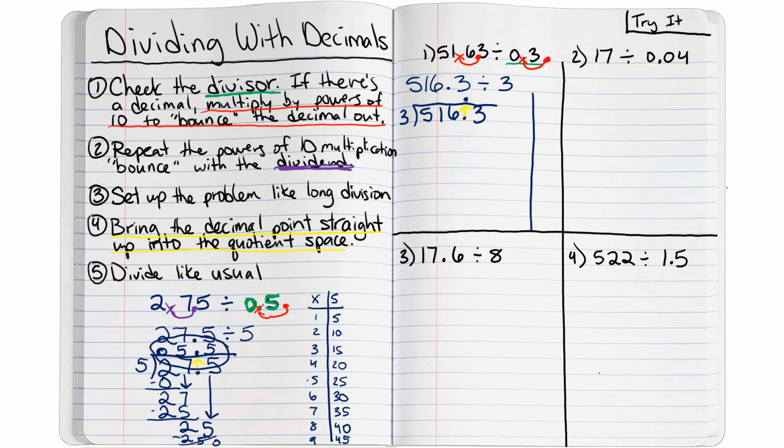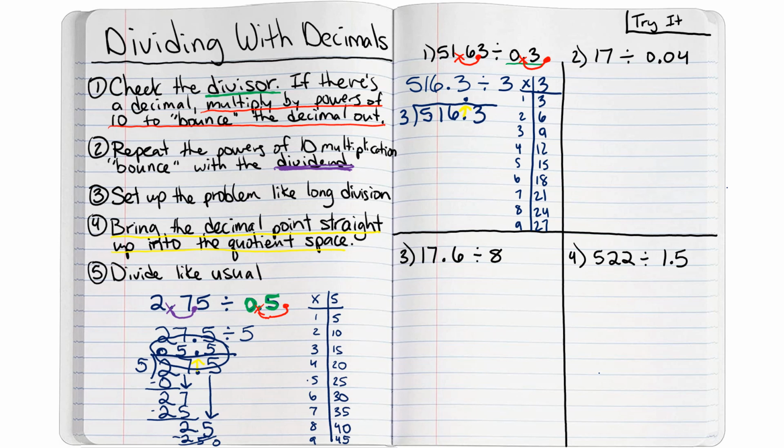I'm going to set up my table of multiples. 1, 2, 3, 4, 5, 6, 7, 8. Let's go all the way up here. Times 3. 1, 2, 3, 4, 5, 6, 7, 8, 9. 3, 6, 9, 12, 15, 18, 21, 24, 27. All right, ready to do our long division. I did all the decimal work, ready to just divide.